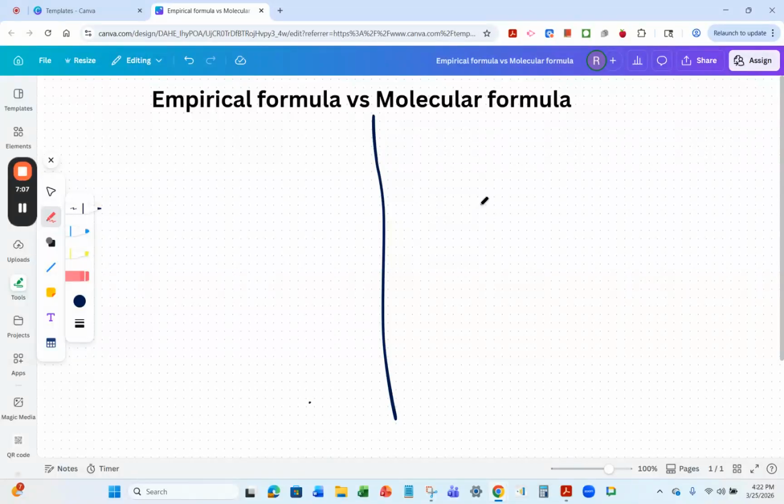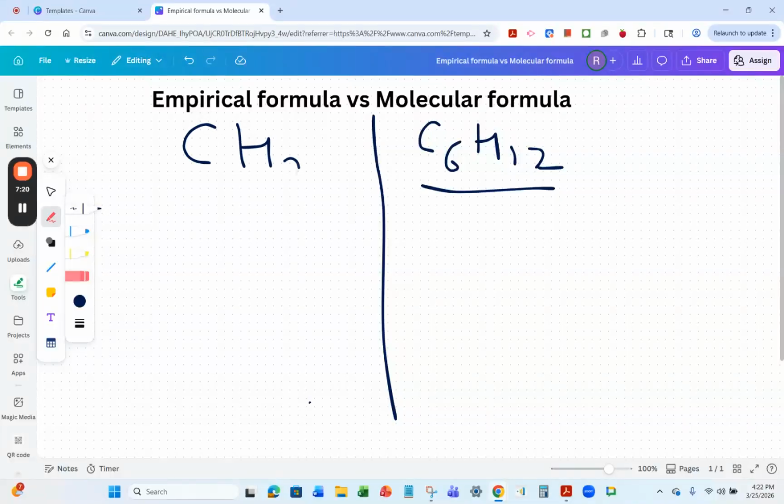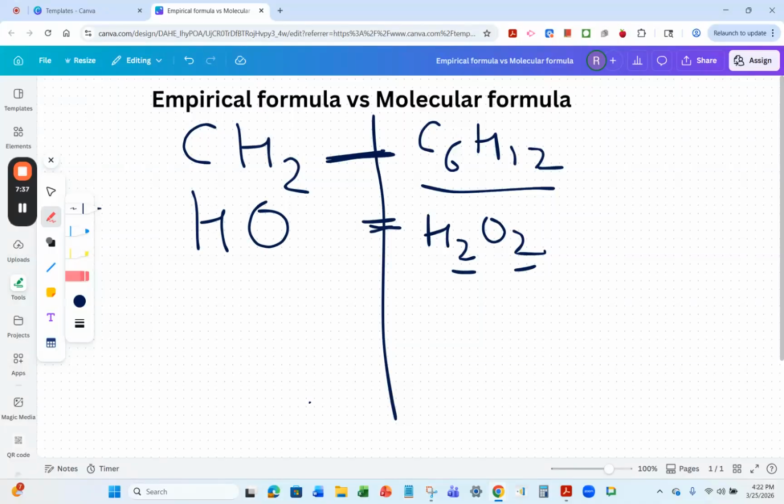Here we go. So let's say C6H12. This is a molecular formula. Can we simplify further? Yes, we can simplify. If I pick the 6 and divide these two numbers with the 6, my empirical formula is CH2. Let's take H2O2. It's hydrogen peroxide, a disinfectant. Everybody has it at home. So can you simplify these atomic ratios? Yes. And my empirical formula is HO.